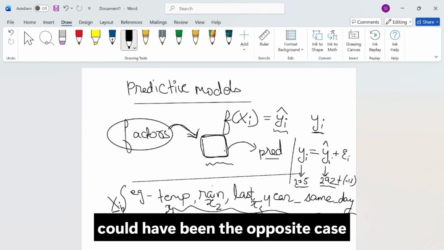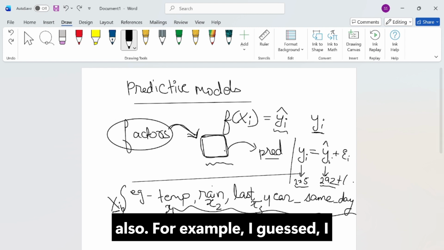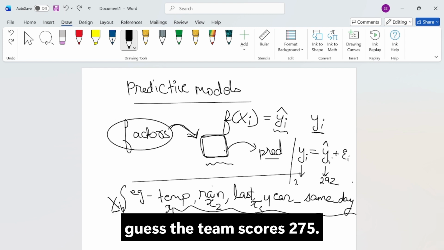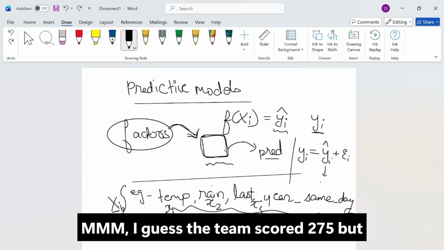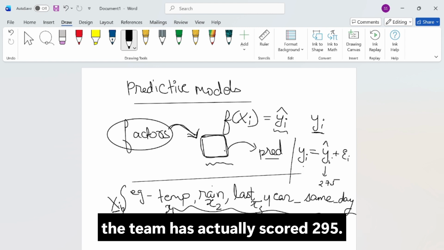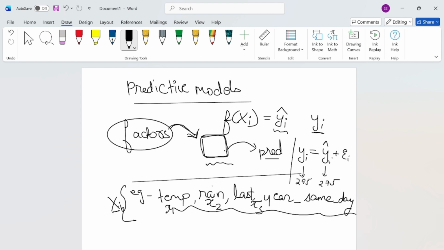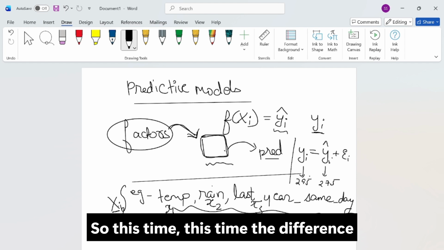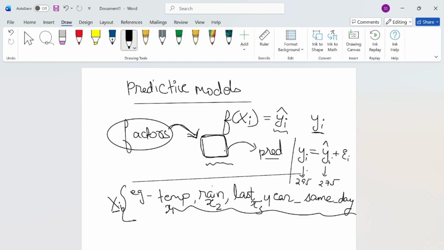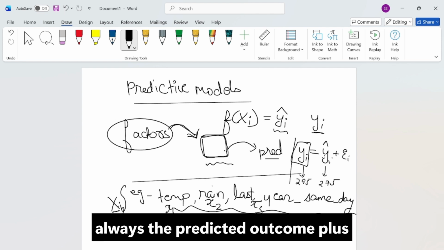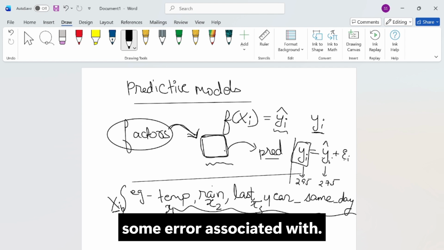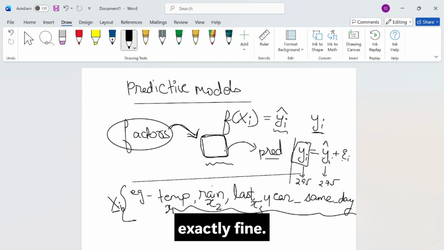This could have been the opposite case also. For example, I guess the team scores 275, but the team has actually scored 295. So this time the difference between the two is positive. So the real outcome is always the predicted outcome plus some error associated with it. This error can be negative. This error can be positive. Exactly. Fine.